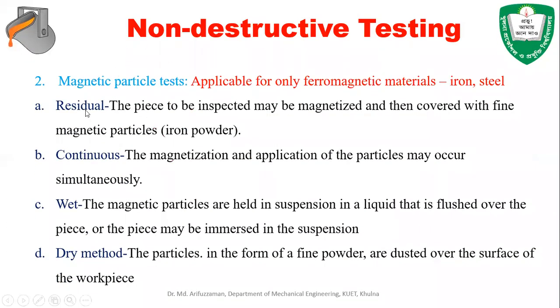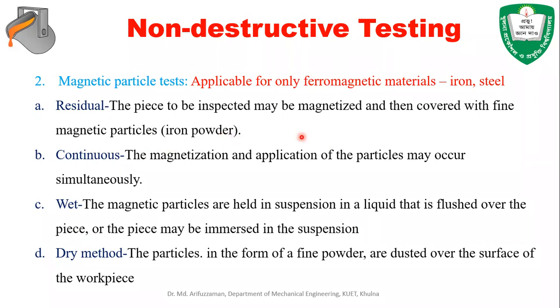Okay, the second one is the magnetic particle test. This is applicable only for ferromagnetic materials, which are attracted to a magnet. There are four types. The first one is the residual. In the case of the residual test, the workpiece to be inspected is magnetized, and then covered with fine magnetic particles or iron powder.